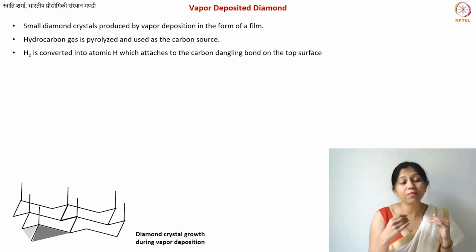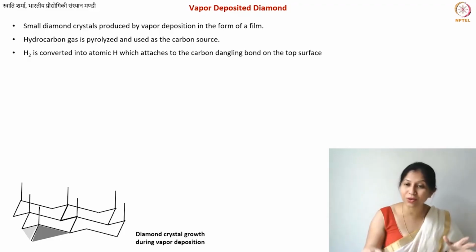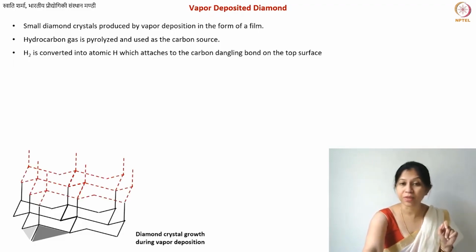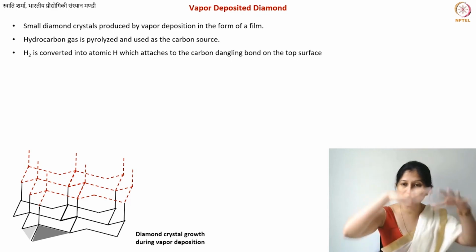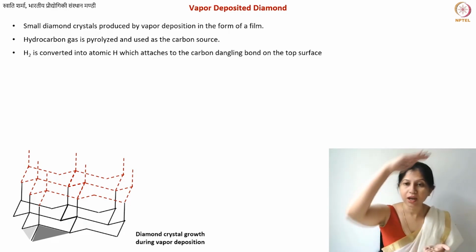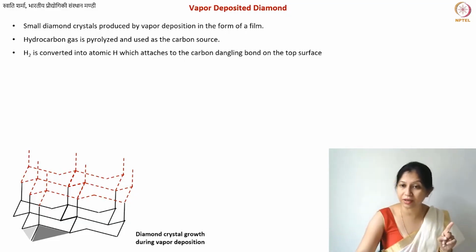Now if you did not have any atomic hydrogen, then this structure would flatten out, because that is the more thermodynamically stable form, and what you would get is a graphite-like film. However, if you do have the atomic hydrogen present, then this is another film, by the way. I have just shown it with a different color to tell you that this is how you have the growth in the Z direction of your diamond film.